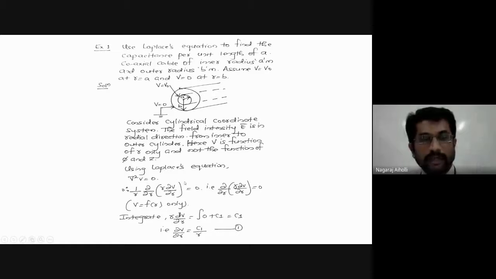But dou V by dou phi and dou V by dou z are 0, because here V is a function of only the radius. It is not a function of phi and z, and hence those terms are zeros. Therefore 1 upon r dou by dou r of r dou V by dou r, in terms of dou V by dou r only, is equal to 0.